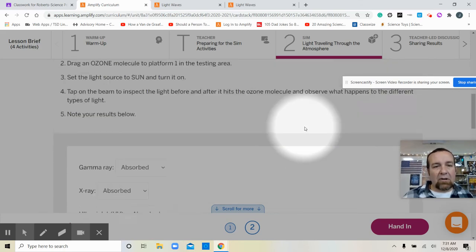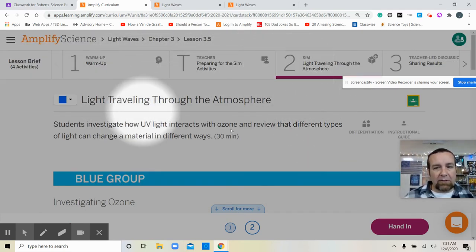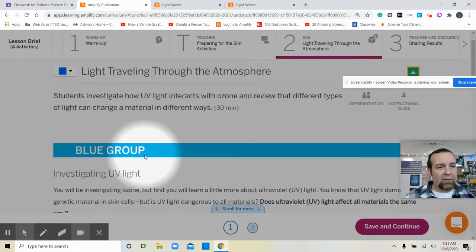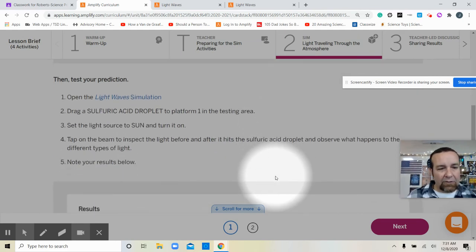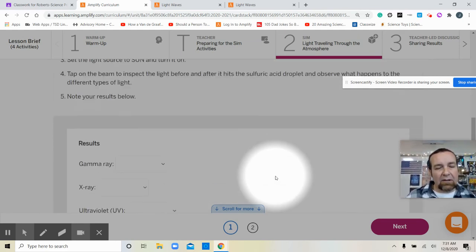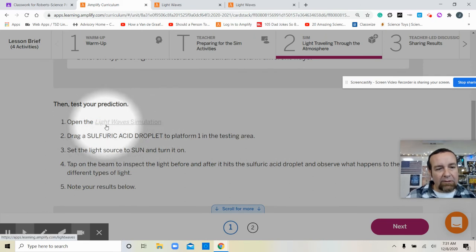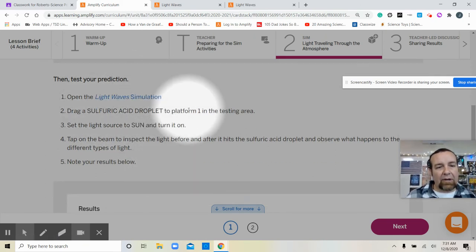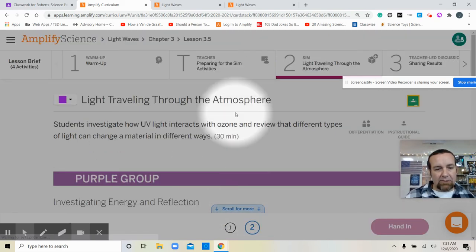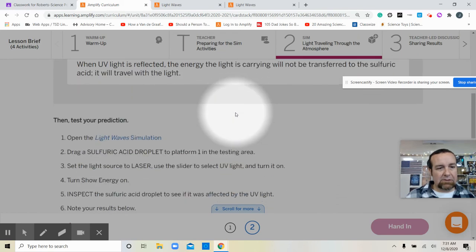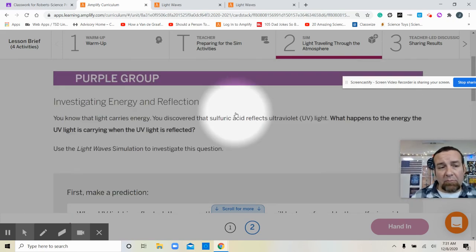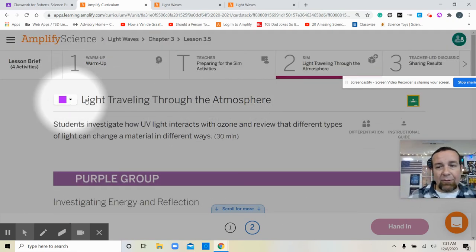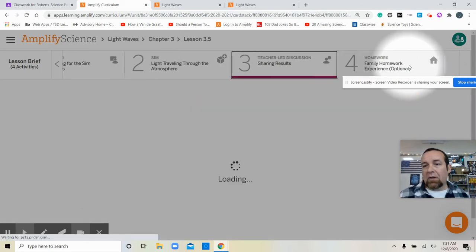All right, so I'm going to go back just really quickly because I want to make sure that this other group, my purple group, knows what's up. You're making a prediction and you are testing these light waves right here, but you're going to be doing the sulfuric acid droplet instead. And then when you get over to here, you are just answering those questions. So blue and green groups, you guys have a little bit less to do.